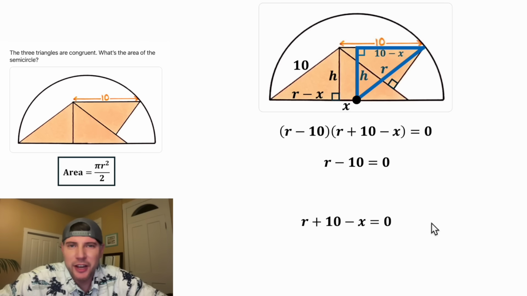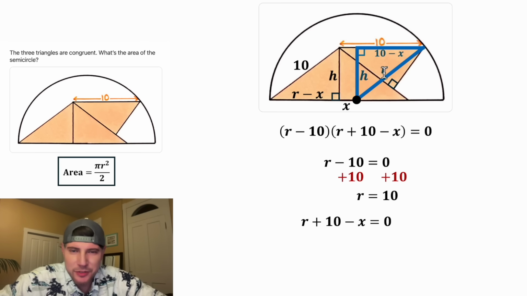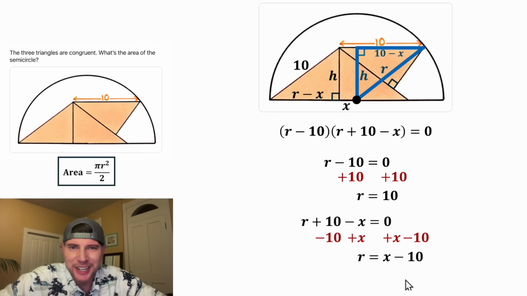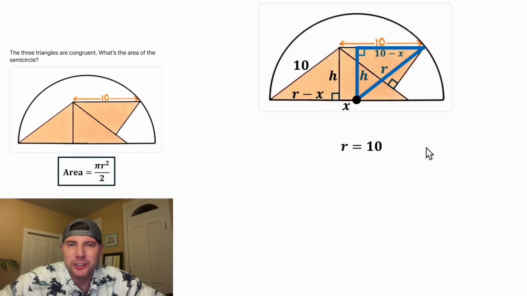Now we can simplify each of these. For this one, let's add 10 to both sides, and we end up with r is equal to 10. And that seems reasonable. And then for this one, let's get the r by itself by subtracting 10 and adding x to both sides. We end up with r is equal to x minus 10. But if we look up here, x is shorter than 10. So x minus 10 will give us a negative number, and we need the r to be a positive number. So this solution is not valid. So it looks like the radius of our semicircle is equal to 10.